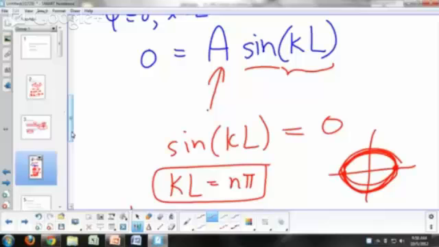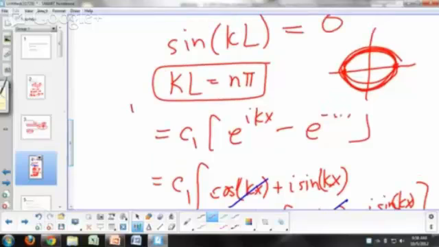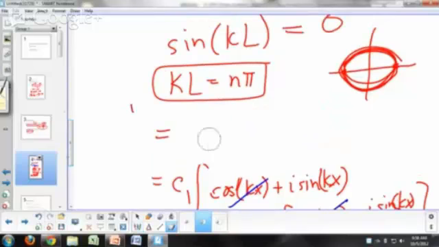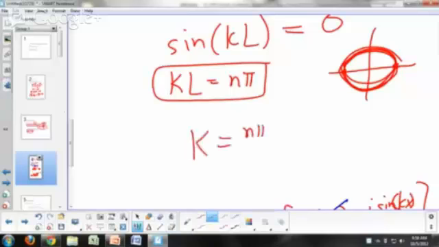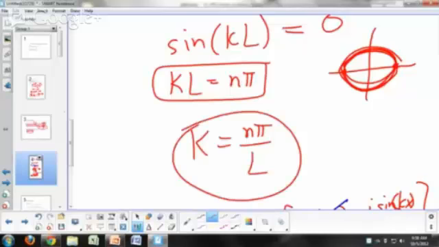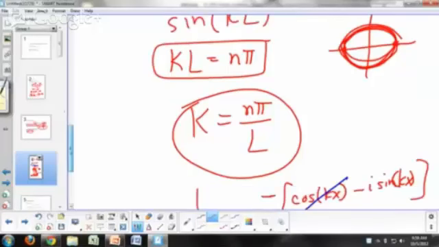That tells you that there is a restriction on K, right? If we rearrange this and solve for K, K is just going to be n pi divided by L. So K must be an integer multiple of pi over L. So what happens to our solution now?